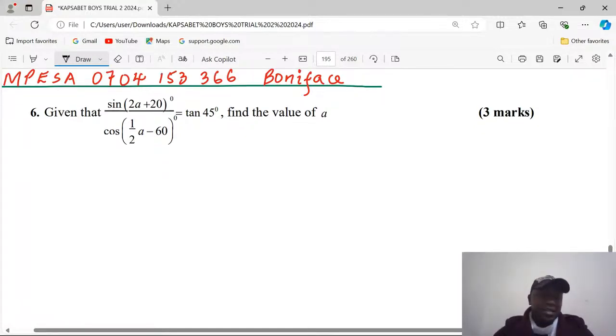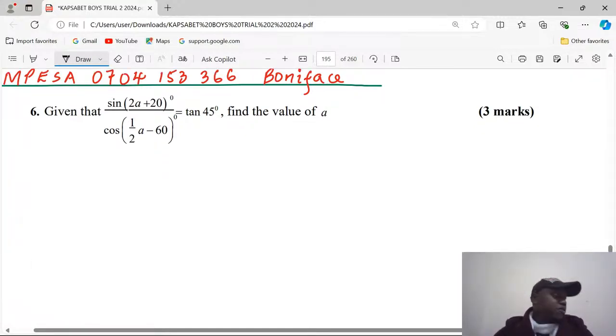Number 6, let's continue. Given that the sine of 2a plus 20 degrees divided by the cosine of half a minus 60 equals the tangent of 45 degrees, find the value of a. This is one of the technical questions which can appear in an exam, but I want us to make it simple. I want us to see it very simple and doable. It's a very fair question to everybody.